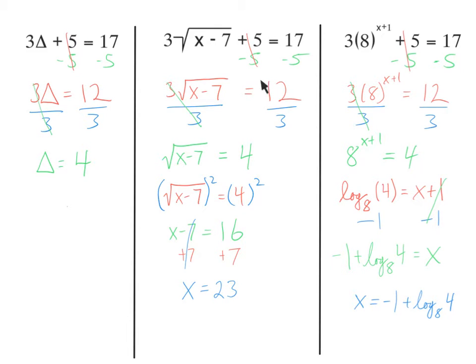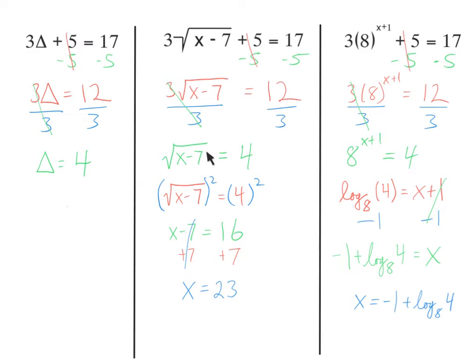Now if we go to this problem, it's the same setup. Look at this. 3, 5, and 17. It's the same thing. So you're minusing 5, dividing by 3. You get the same answer. You get something equals 4. Same thing. But here's where something new happens.